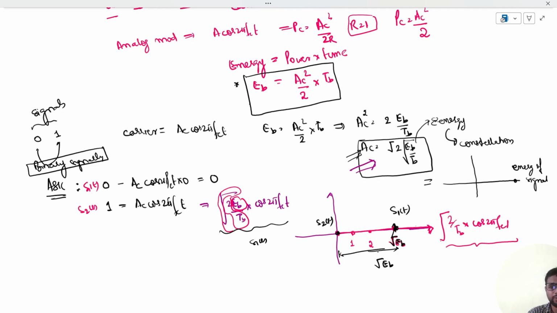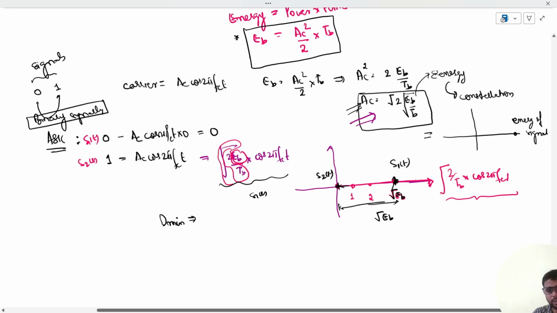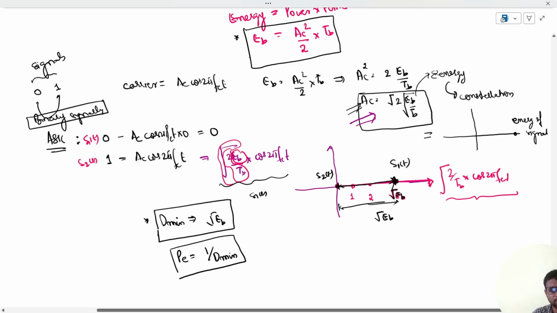If this is understood, then what is d minimum? D minimum is nothing but the minimum distance between these two signals. So it is root over Eb. This is d minimum. And then we have the probability of error, which is proportional to 1 upon d minimum. These two formulas are very important, just remember.